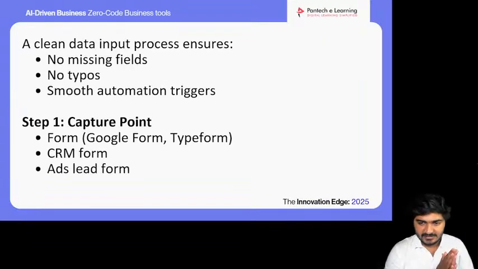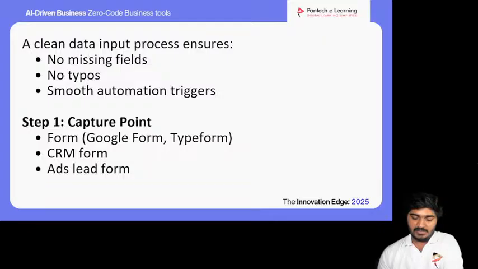As we already saw, we created a master sheet. We structured how the master sheet should be, so that it's in a particular format, so that the automation and the AI can work with the data. A clean data input process ensures no missing fields, no nil values, and no typos. There should be no misleading data due to typos, so we have to type it clearly. And lastly, smooth automation triggers: due to the data being in this particular format, we can automatically derive the data and create automation based on it.